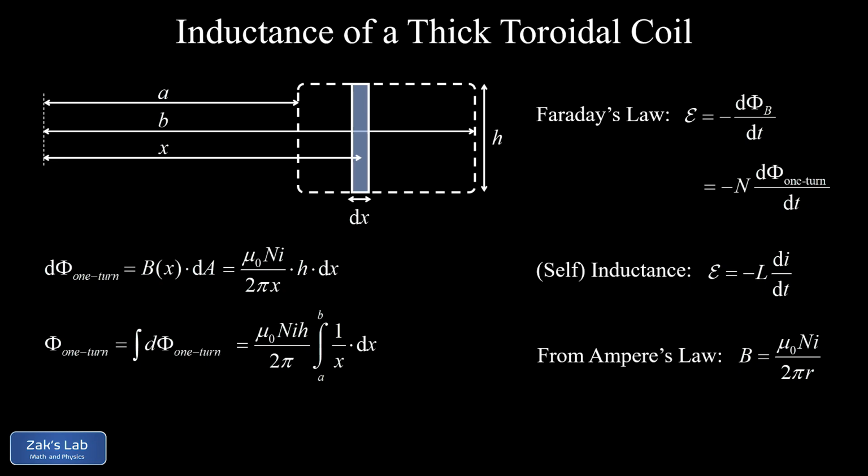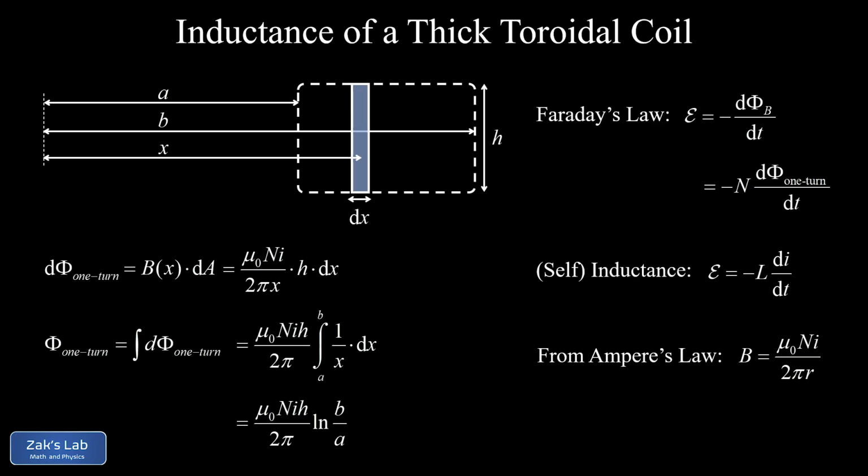Okay, so we're left with the integral of 1 over x, and that's easy enough. It just integrates to the natural log of x. And when we evaluate that across the limits of integration, we're going to get natural log of b minus natural log of a, but using log properties, that's just natural log of b over a. So now we have the flux computed through a single turn of this toroidal coil, and it turned out to be mu naught big N I h over 2 pi times the natural log of b over a.